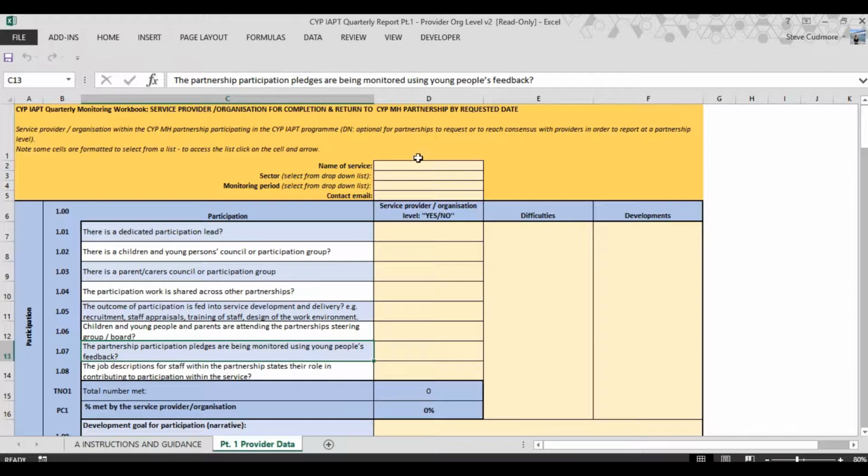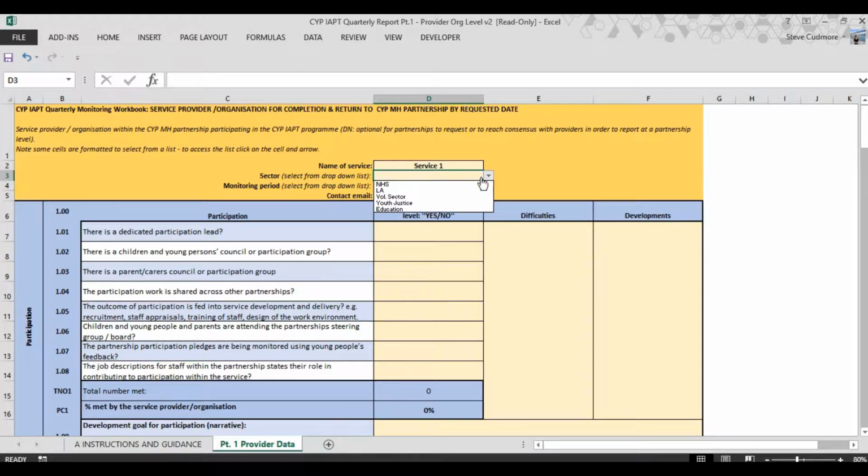Okay, so important. What is your service called? Service 1, excitingly. The sector, NHS. The monitoring period, we are April to June, and email address, Steve at etc. etc.